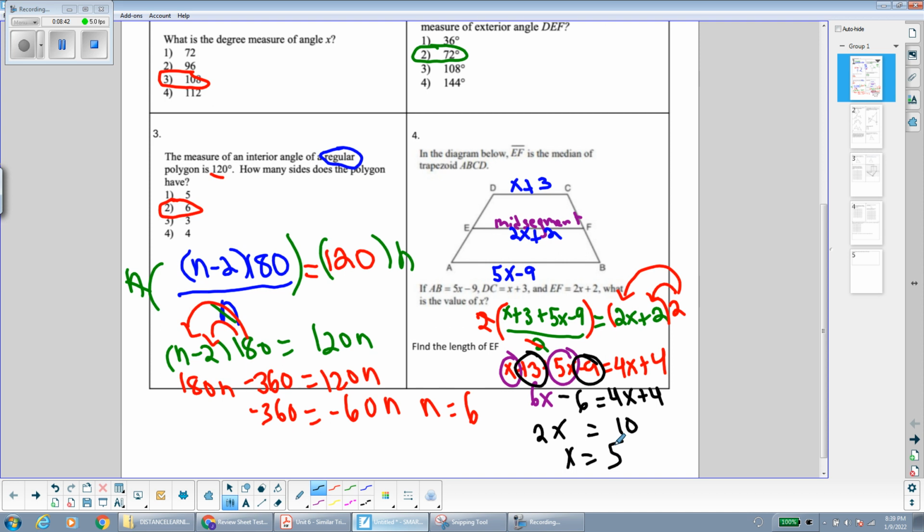To find the length of EF, all I need to do is take my x value and plug it into the expression 2x plus 2, which represents the length of the midsegment. 5 times 2 is 10, plus 2 is 12. So the length of EF is 12.